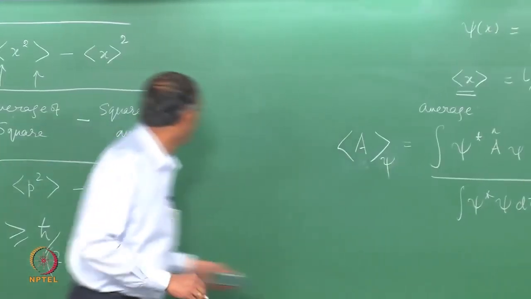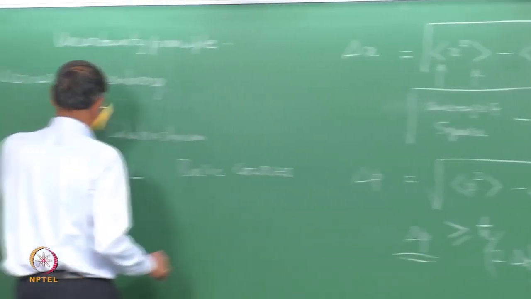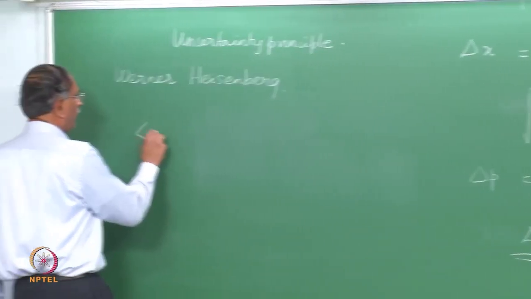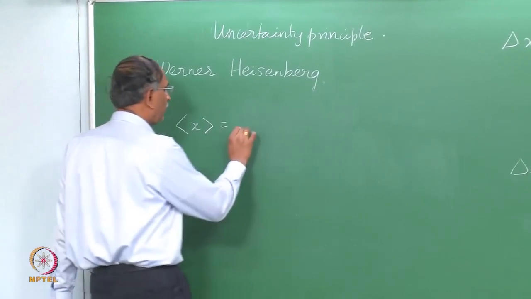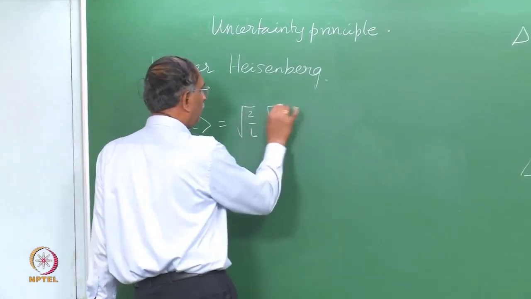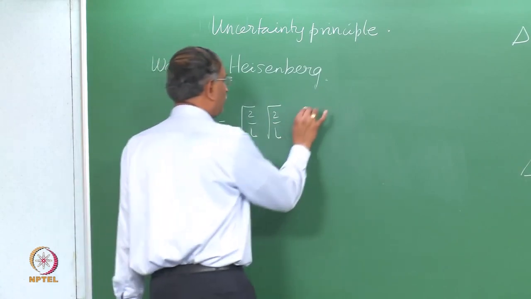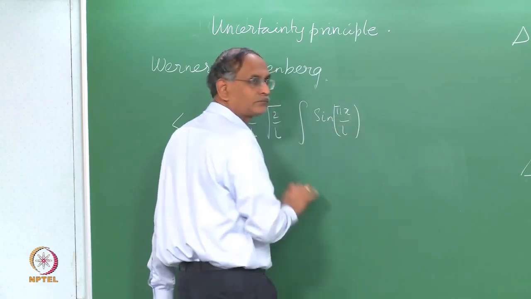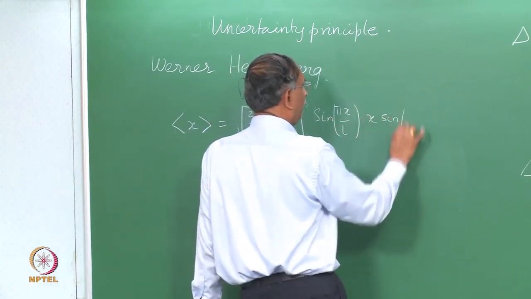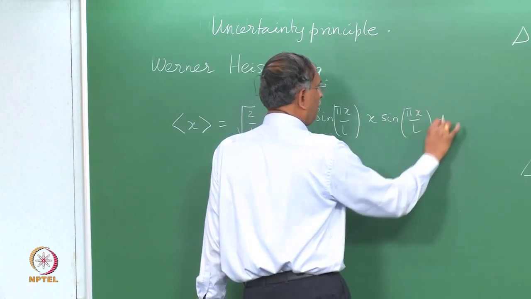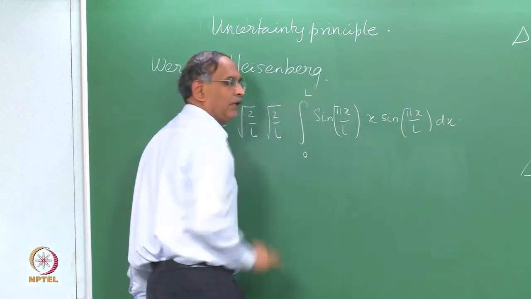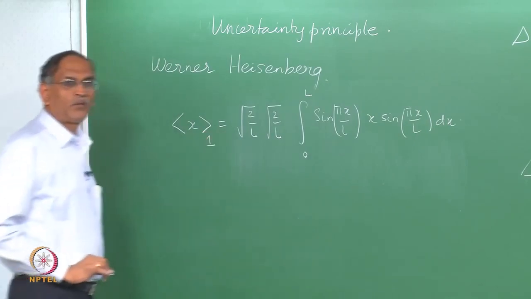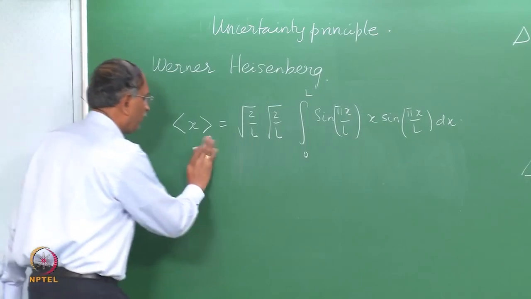And let me calculate the x for the particle. It's very easy now. Therefore, the average value of x is given by the integral root 2 by L, root 2 by L, because it's psi star psi, and you have sine pi x by L, x, sine pi x by L dx between 0 and L for the particle in the quantum state with the quantum number 1, which is what we call psi 1.